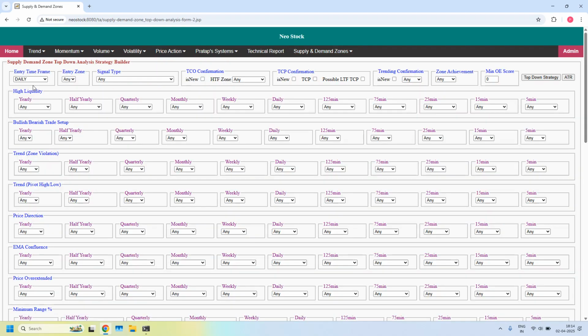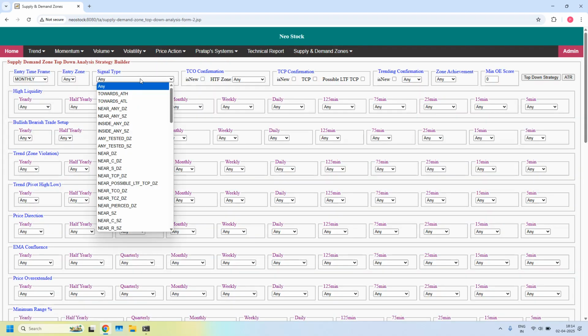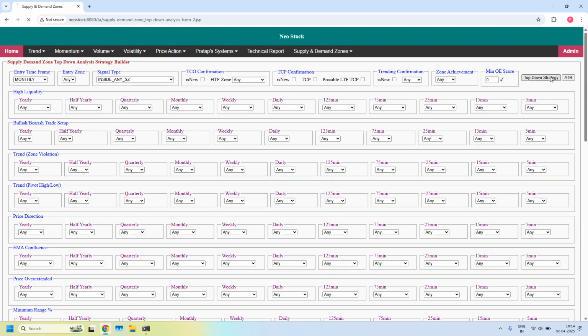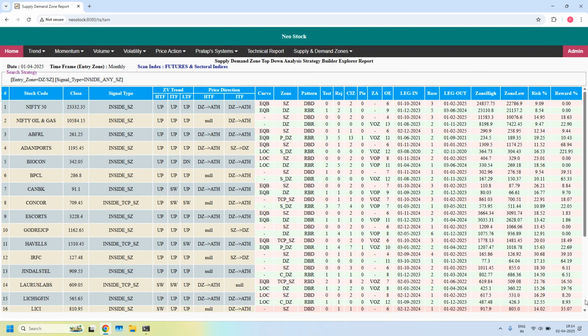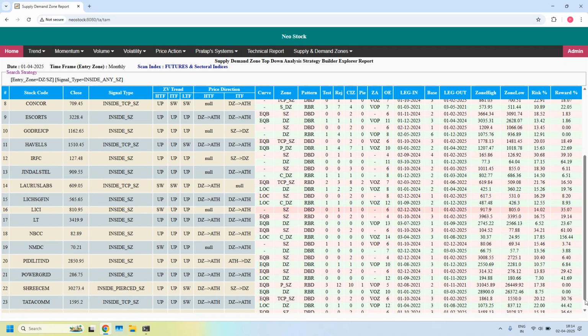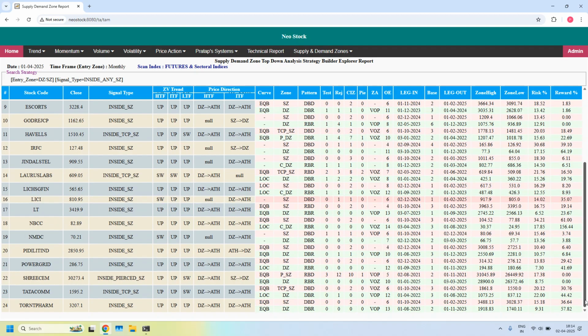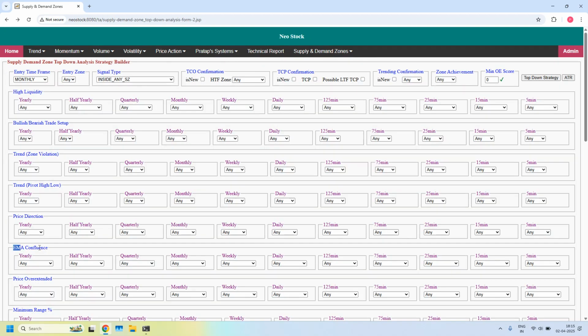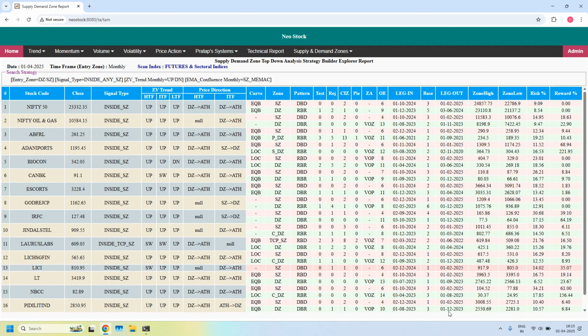Next, monthly time frame, price closed inside the monthly supply zone. First 16 stocks in the list. Scrolling the list down, total 24 stocks are filtered. We can further filter based on monthly supply zones having monthly EMA confluence, and also trend on the monthly up or down. So we got 17 stocks.